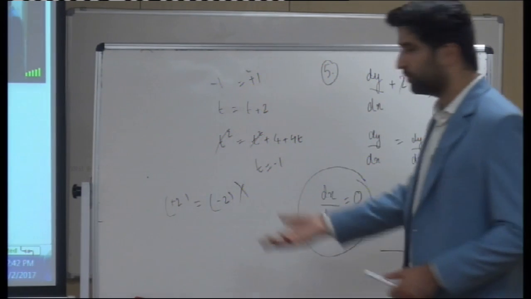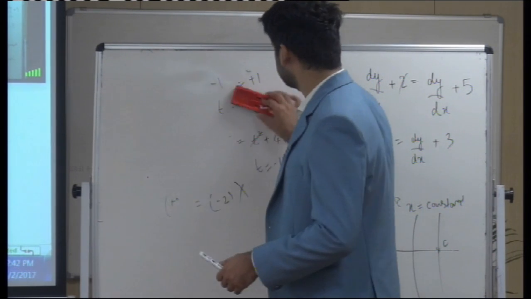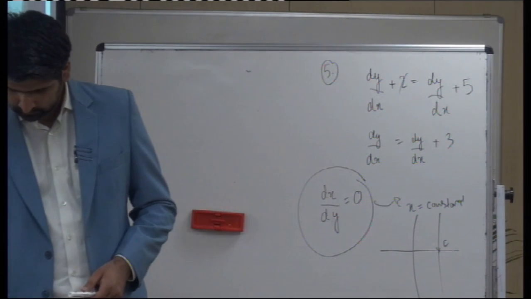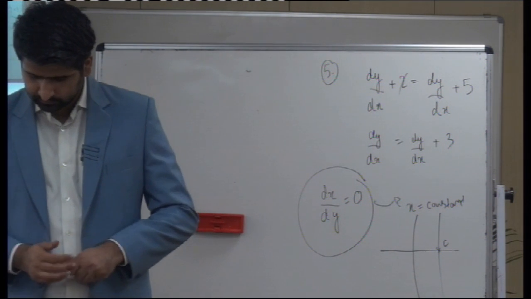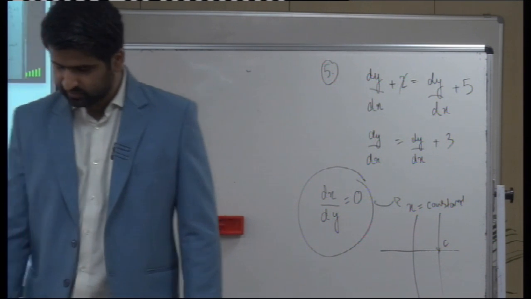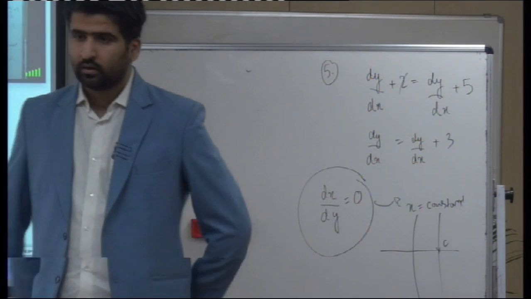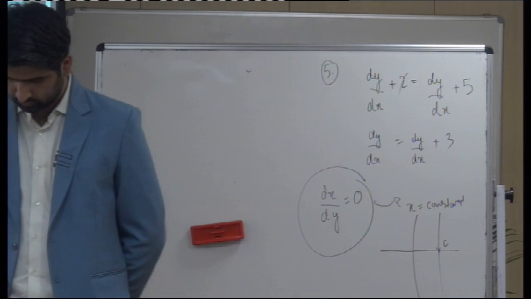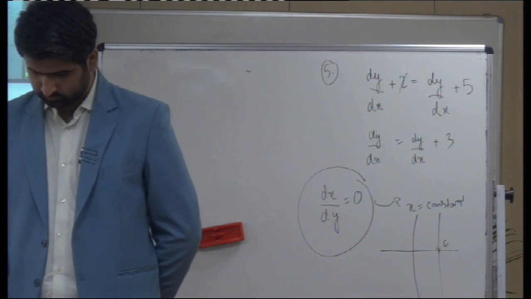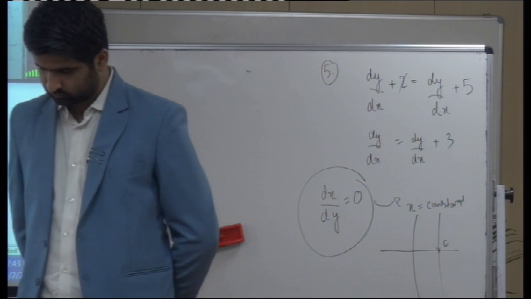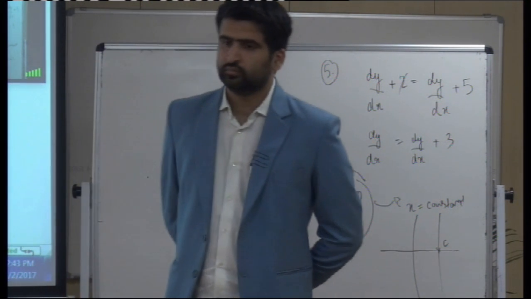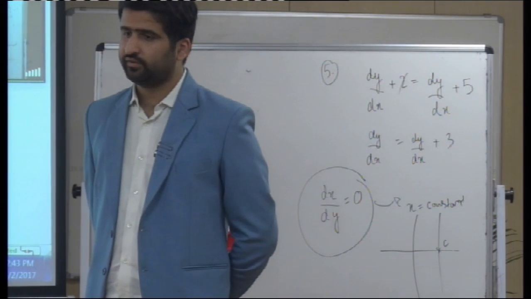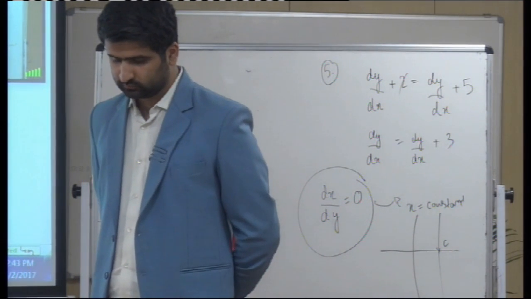I think we can do one more question. So it's a simple one. Find the differential equation of the family of circles having centers on the x-axis. Let's suppose the radius is constant. Center is on the x-axis and radius is constant.